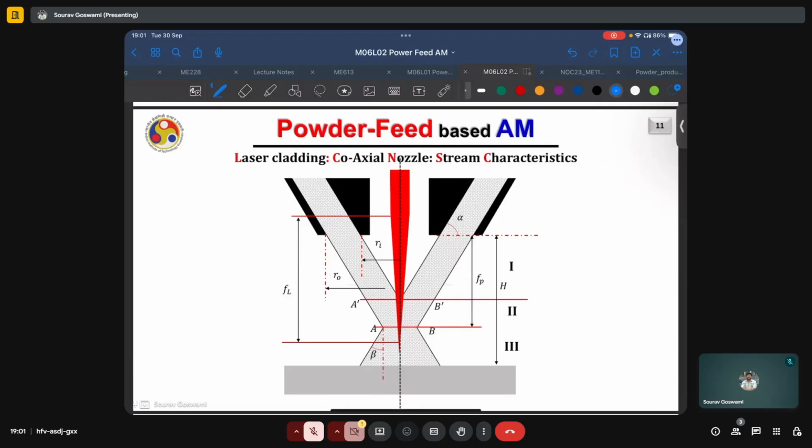In region 2, the powder stream would have reached its minimum base radius and it now becomes like a TEM00 profile where you have powder density throughout the section and there is interaction of the laser with it. And in region 3 now, the powder cross section is diverging and the laser cross section continues to converge, and so the interaction decreases.